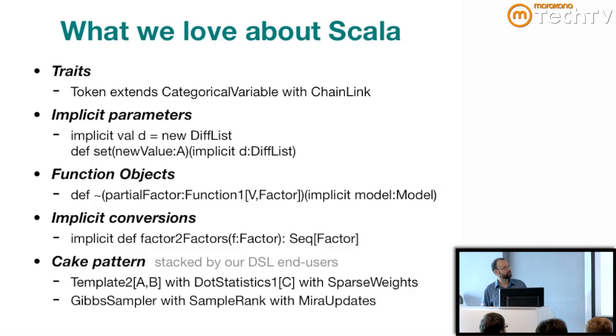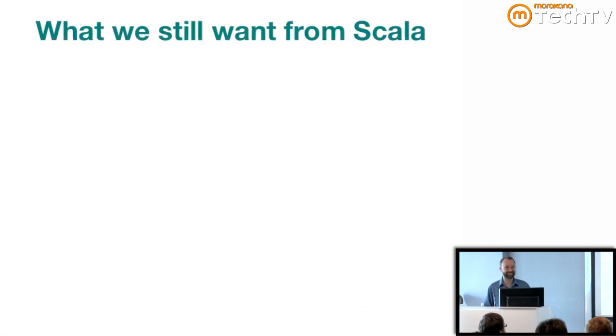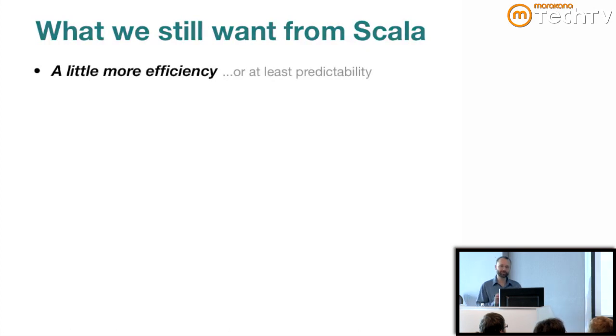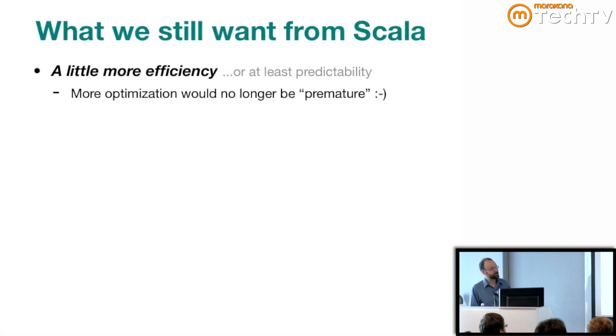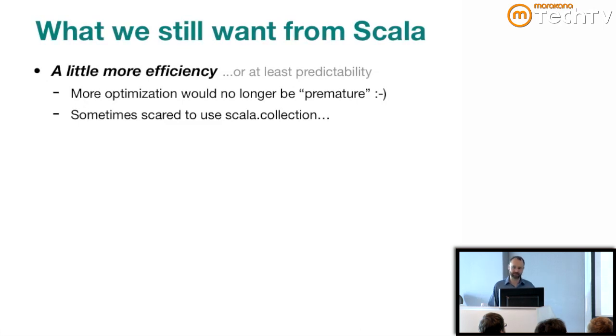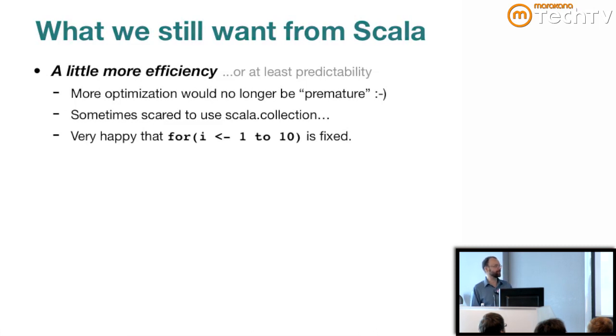But what I am more interested in talking about are some things that we'd still like to see from Scala. And I have three things to say. One is, it would be nice to have just a little bit more efficiency. I know that there's a desire not to do premature optimization, but I feel like we're at the point where a little bit more optimization wouldn't be premature. There are some places where we're scared to use the Scala collection library because we get surprised by some strange inefficiency there. We're tremendously happy that it seems that for loops over integers seem to be fixed.